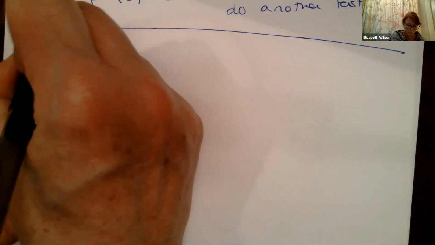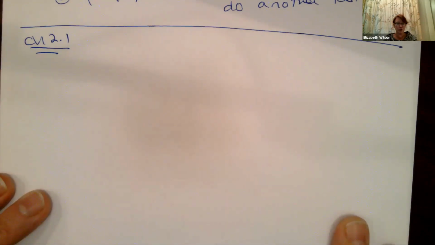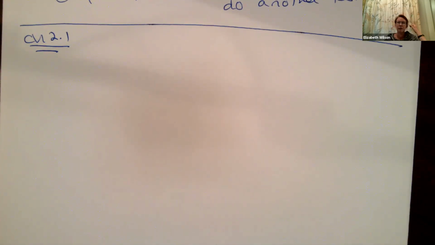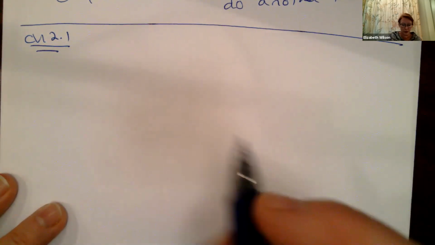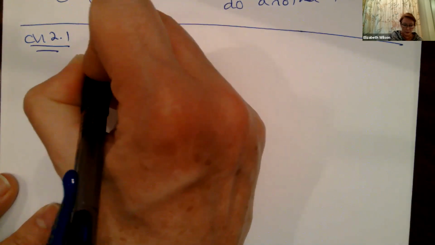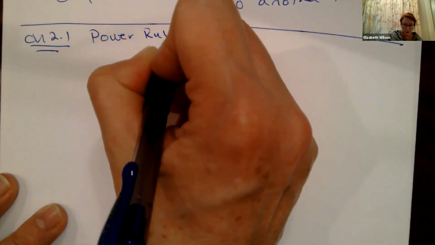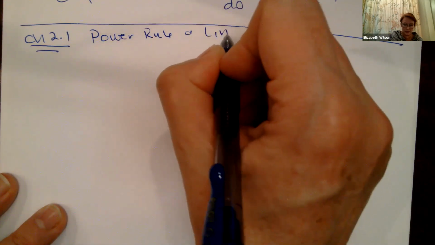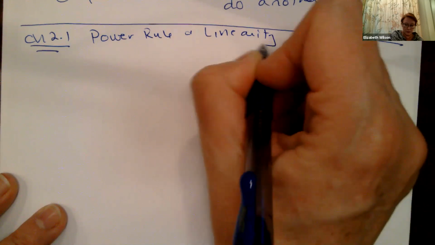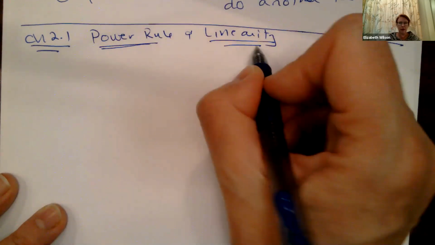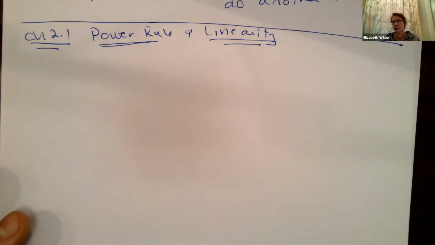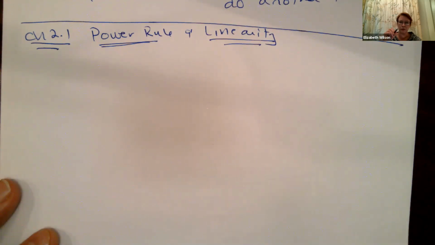So chapter 2.1. In the beginning of chapter 2, we're going to be talking about a lot of different rules for differentiation. First couple of rules that we're going to talk about are power rule and linearity. We like the power rule because it's a shortcut. We don't have to do all this limit as h goes to 0, so it makes it easier for us.